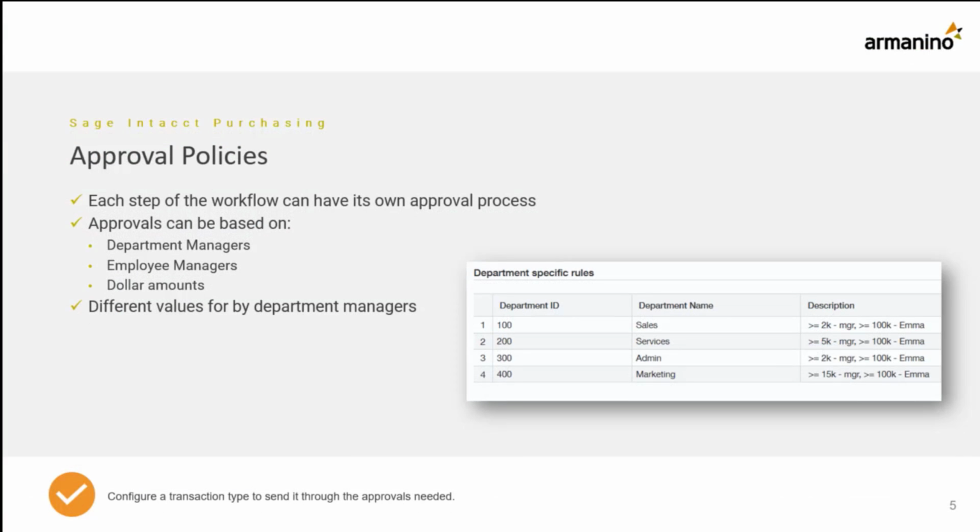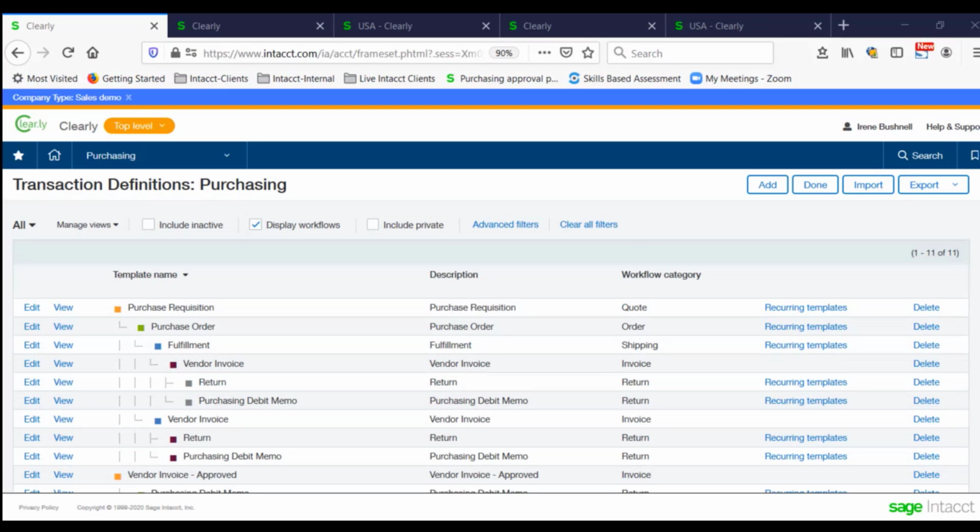In the purchasing module, you also have the ability to set up approval policies. Approvals can be based on department managers, employee managers, they can be based on dollar amounts, and you can have different dollar amounts per department manager if needed. So lots of flexibility around setting up approvals, and each and every transaction can have its own approval. Let's go ahead and look in Intacct.